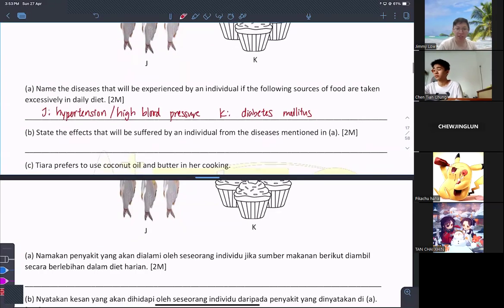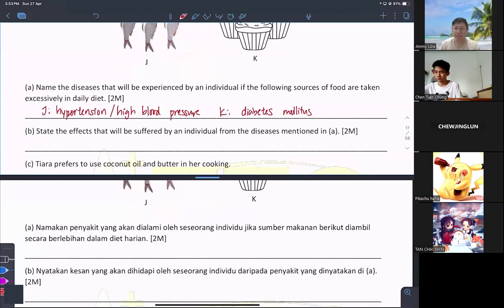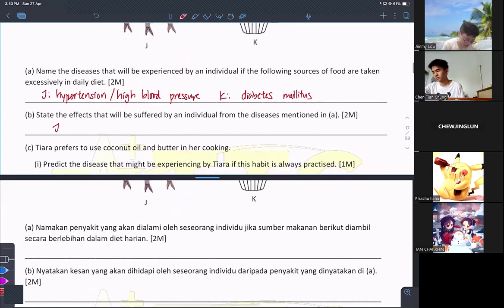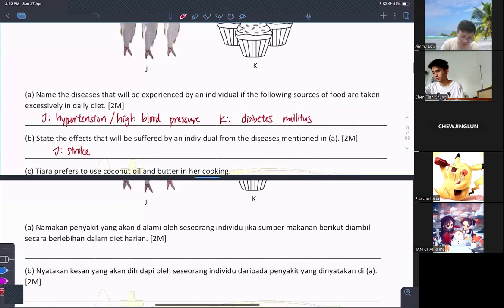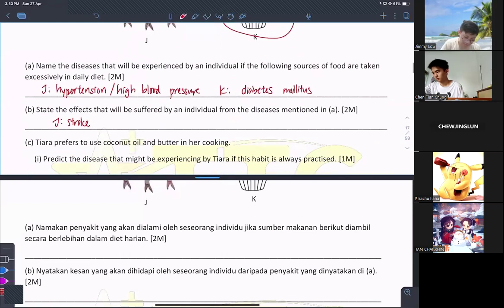Okay, so B, state the effect that will be suffered by an individual from the diseases. The effect actually means the characteristics. What are the characteristics of people having this kind of disease? What he's going to suffer even worse when he has this kind of characteristics. So for example, when you talk about high blood pressure, you can relate to stroke. Make it a sentence. You can say individuals having a lot of food J might have stroke. Individuals having a lot of K might lead to diabetes mellitus. Whenever you talk about this one, it is going to damage your kidney. So kidney failure is your answer.